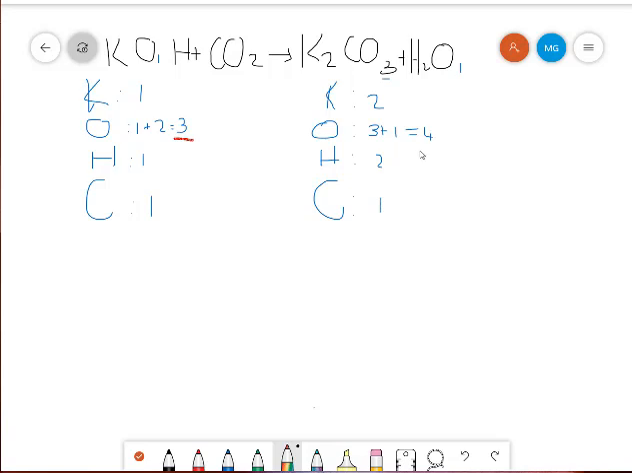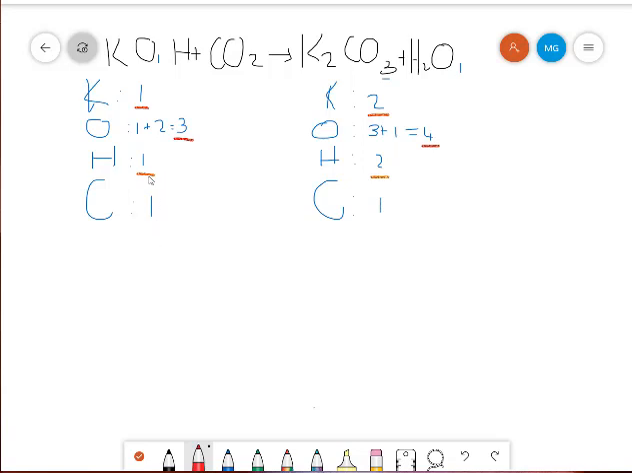Which of these elements are not balanced? Okay, first thing, I need to go have a look at the oxygens. On the left side, there's only 3. On the right side, there's 4. The potassium's also not balanced, and so is the hydrogen. The easiest thing for me to do is to try and balance the potassium.